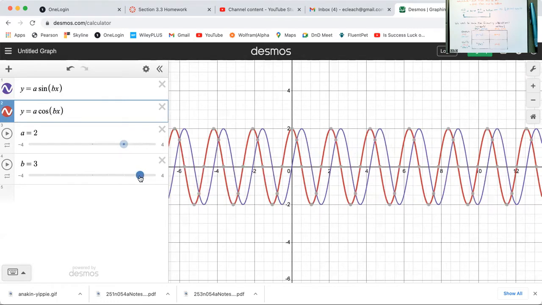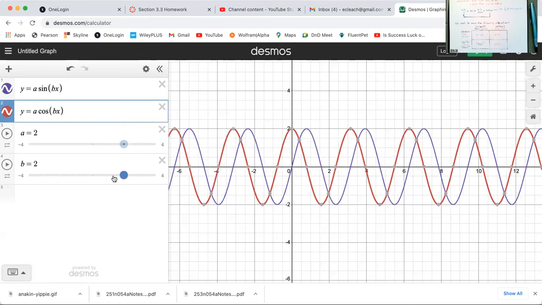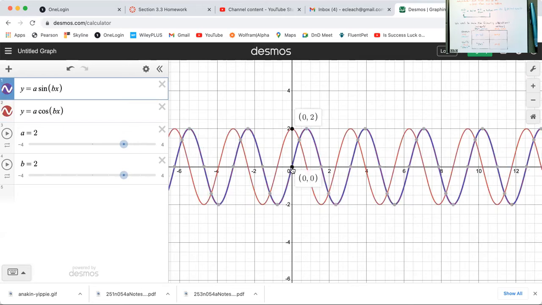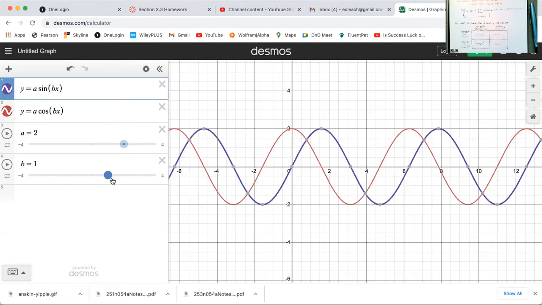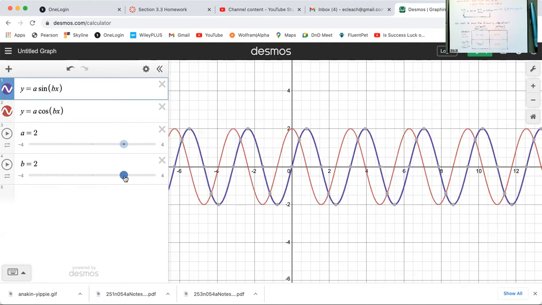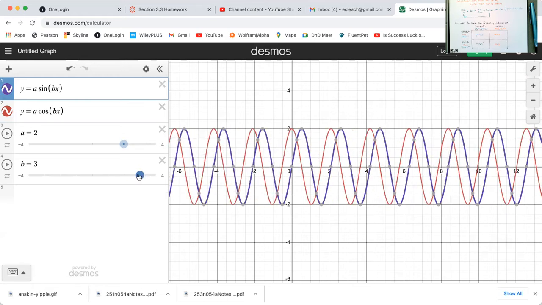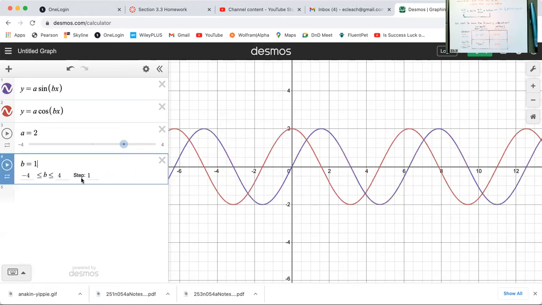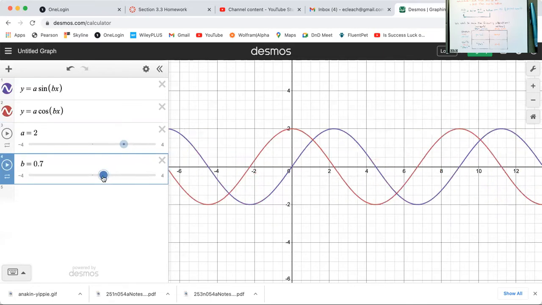So notice what's happening. The middle is staying where it is. The start is staying where it is. For all these different values of b, the start is still at 0. Cosine is starting at the top at 0, 2. Sine is starting at the middle at 0, 0. But multiplication before the trig function is causing a horizontal stretch. When b increases, we squish it. When b decreases, we start stretching the graph.